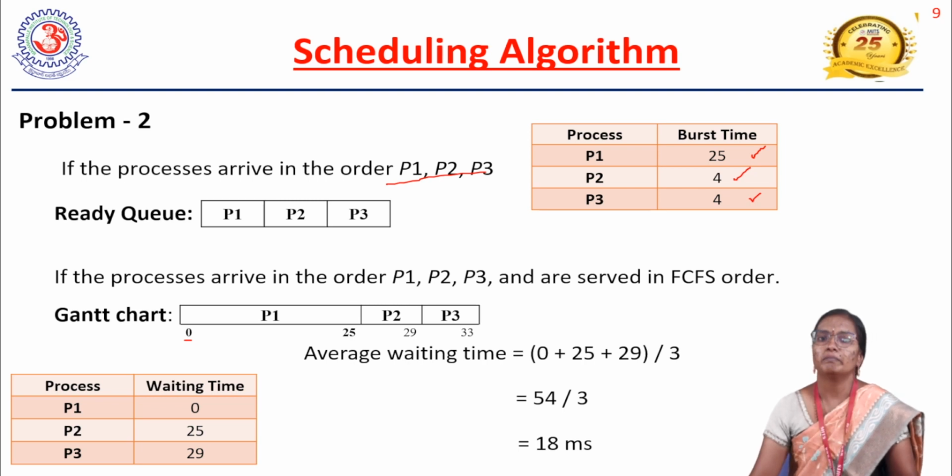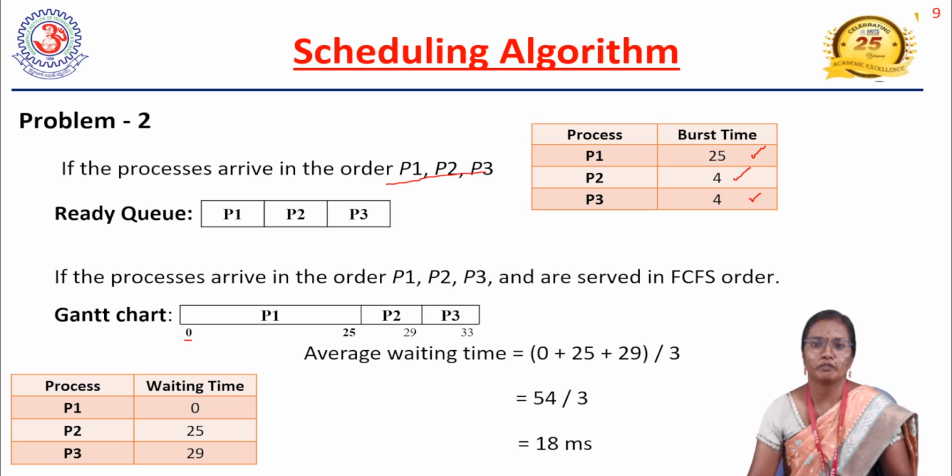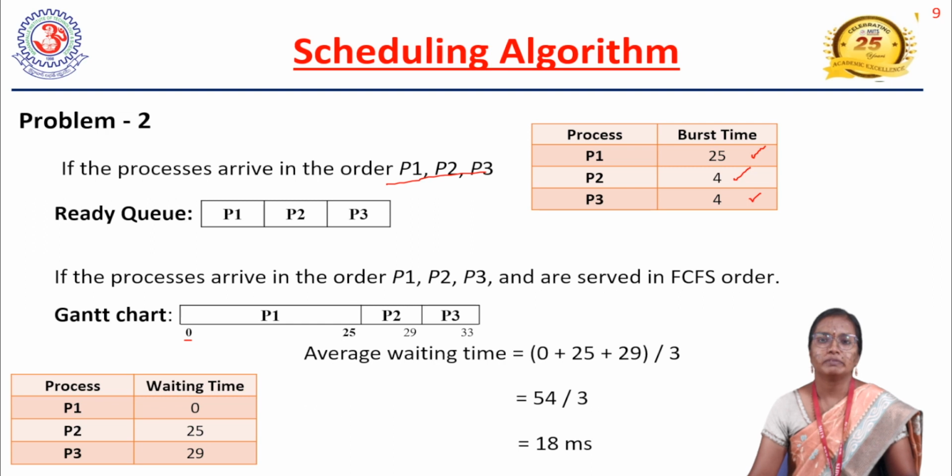P1 is admitted into the CPU at 0 unit time, and it continues execution for the next 25 milliseconds. Why? Because its burst time is 25. So after 25 milliseconds, the process P1 completes its execution and leaves the CPU. P2 now starts to execute, and for the next 4 milliseconds it utilizes the CPU. P3 will start from 29 milliseconds onwards, and execution will continue for the next 4 milliseconds.